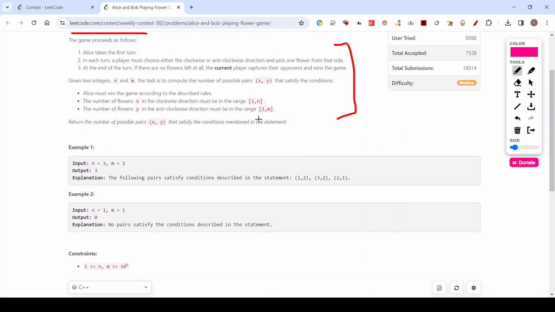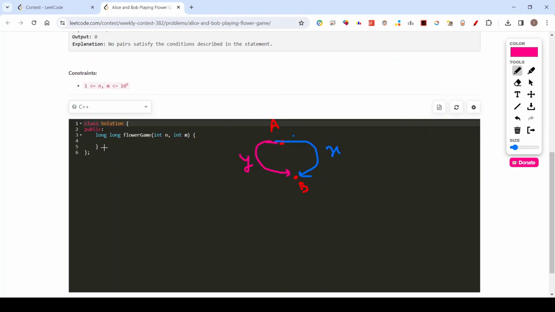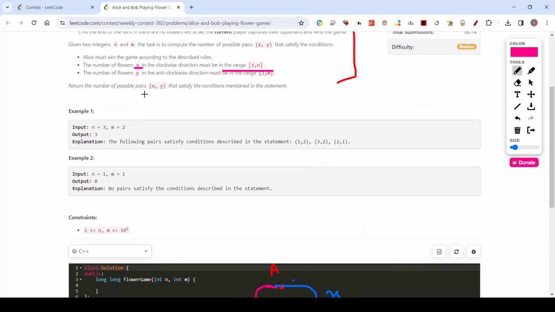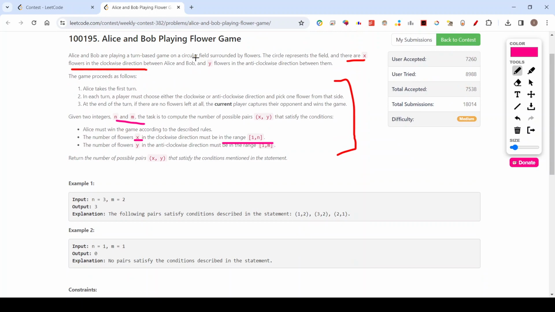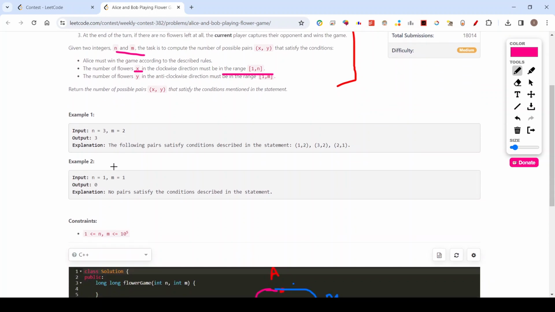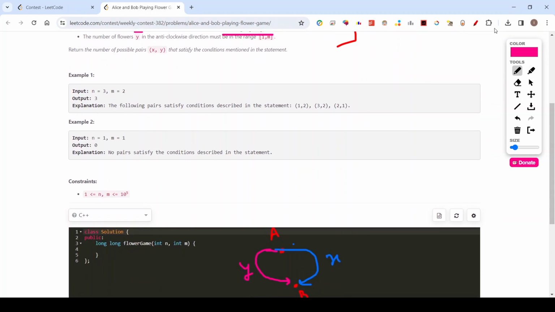So what you needed to do was pick some flowers in the clockwise direction which should be in the range. Basically n and m are given. What are n and m? N and m are the ranges which the flowers have to be in. So for example, if you just take this example, n equals 3 and m equals 2, it says that Alice is here and Bob is here.